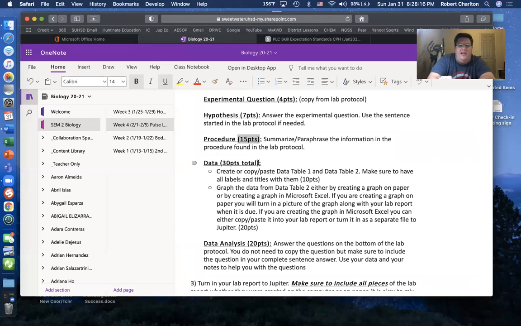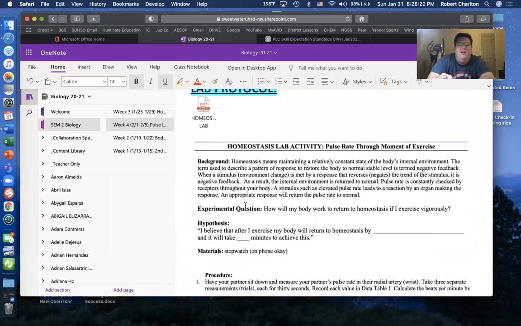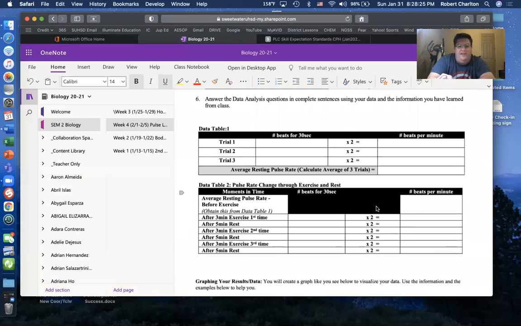Then we will be doing data. Now we're doing 2 things for data. One, we're going to be copying the data tables, and then we're going to graph. Okay, so here are your data tables. Again, they're in the lab protocol. So we're going to recreate these on our lab report.